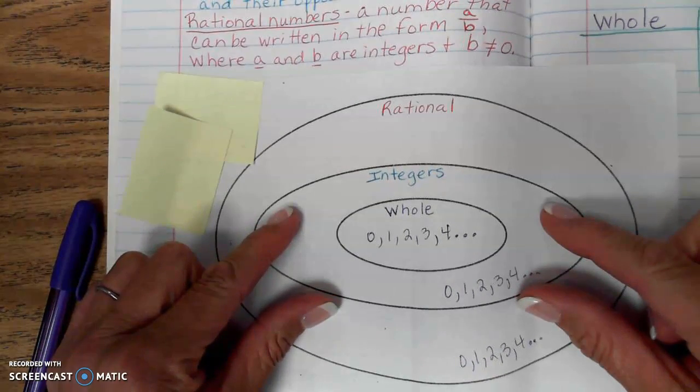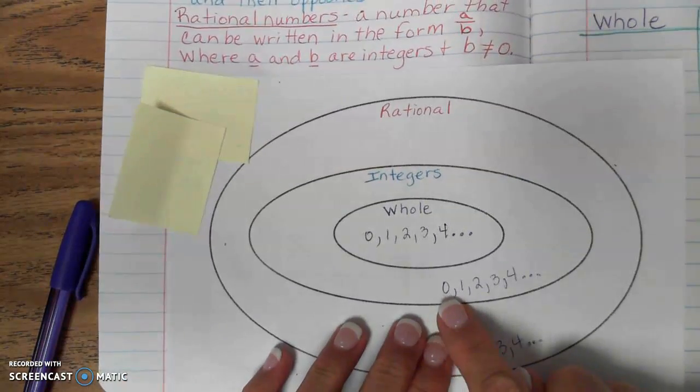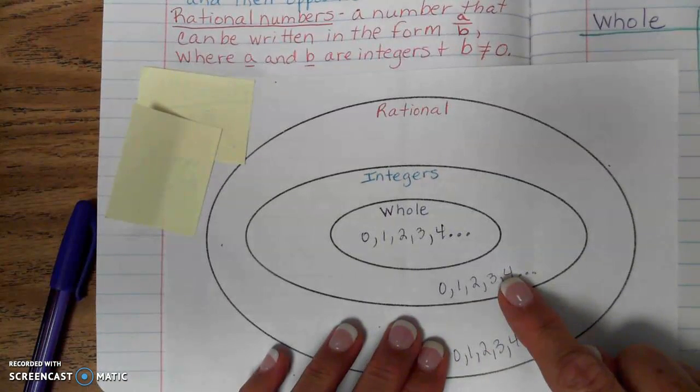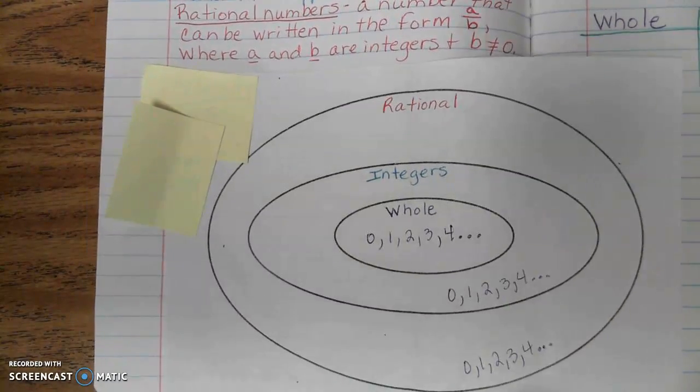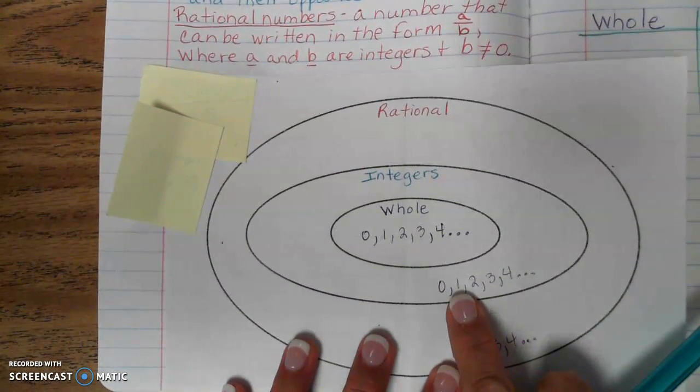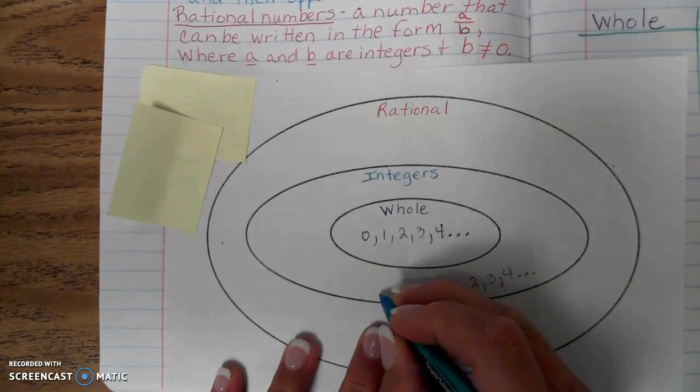are whole numbers and their opposites. Okay, so here are our whole numbers, which are integers. Is there an opposite for 0? No, 0 is neutral. Remember we talked about that? That's right. Okay, so the opposite of 1 would be? -1. So I'm just going to write those out here to the side.